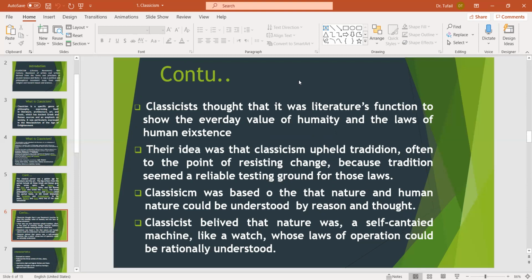And it was based on the idea that nature and human nature could be understood by reason and thought. May it be human nature, may it be the nature in your surroundings, everything you can understand with the help of reason. So, mind is important, not the heart. We are not talking about emotion. They believed that through emotions you can't understand this world, but through the mind you can. So it is the age of the supremacy of the mind. Mind is dominant, and they are simply going to follow the supremacy of this.